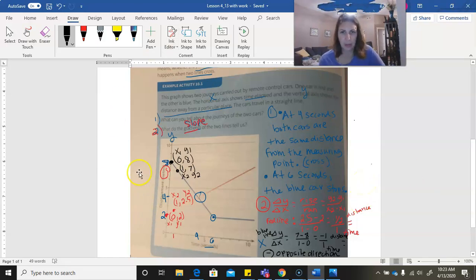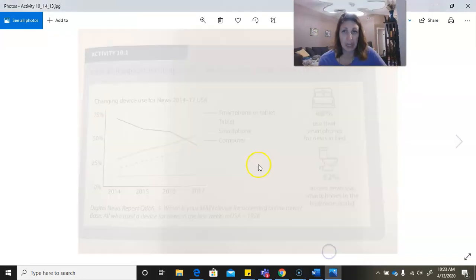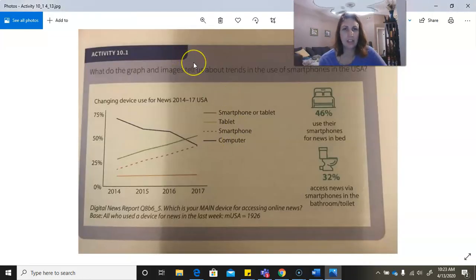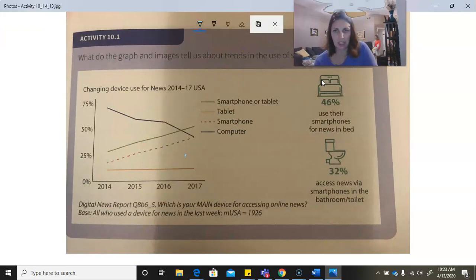All right, you guys, what I want you to do today, and this is all I wanted to go over with you, a review on slope and how you can use algebra to help you with that. Let me see if I can find your assignment for today. Here it is. So this is the image you have, and you just have one question, and it asks you, what do the graph and images tell us about trends in the use of smartphones in the USA? We don't have any specific numbers in here. We just have years, and then we have percentages.